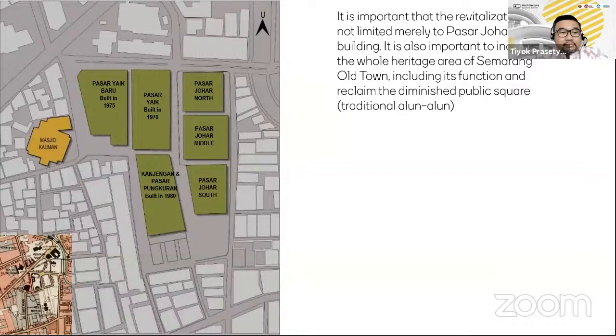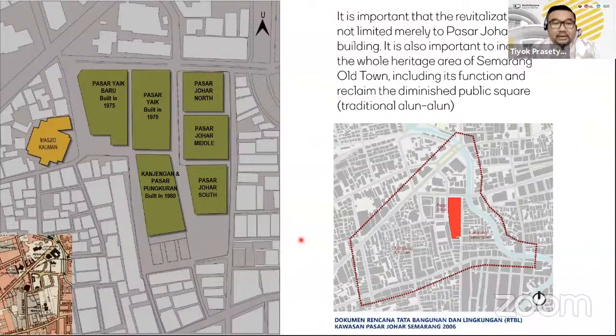If you see the existing condition at the moment, this is the map of old Semarang. There is Pasar Johar, the original Pasar Johar, and there's Pasar Johar South, which is actually a replication built later. And actually these three markets were built after. This is originally the Alun-Alun, and this is Masjid Agung. It used to be a very important place. Now it was run down because of the market growing bigger and bigger and not having the correct development control.